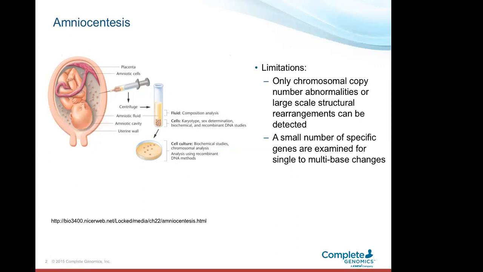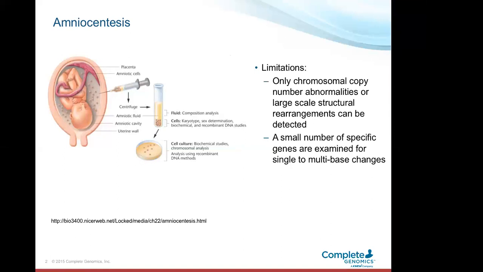of amniotic fluids. These samples are then centrifuged, separating the cells from the fluids. The cells are then cultured and analyzed through either fluorescent in situ hybridization or, in some cases, microarray to look for abnormalities in chromosome copy numbers or large-scale structural rearrangements. In some cases, nucleotide changes are examined for a small number of specific genes.